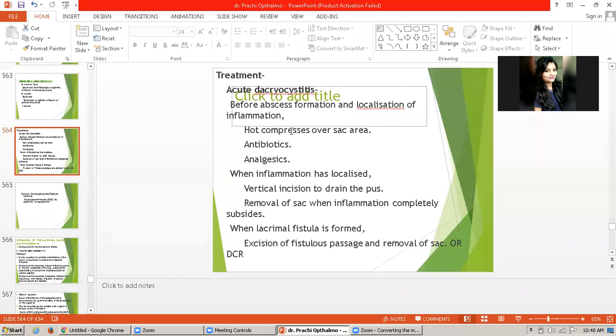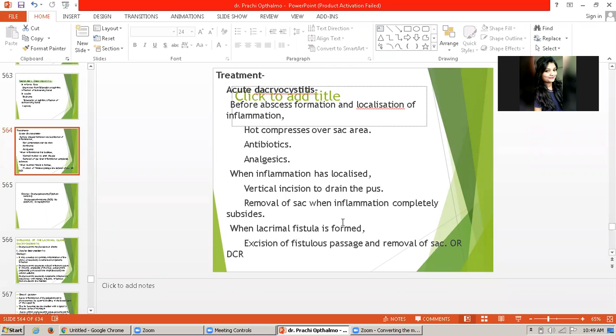So, the treatment of acute dacryocystitis consists of, before the abscess formation and localization of the inflammation, hot compresses over the sac area; antibiotics and analgesics we can use. And when the inflammation has localized, then a vertical incision to drain the pus, with the removal of the sac when the inflammation has completely subsided.